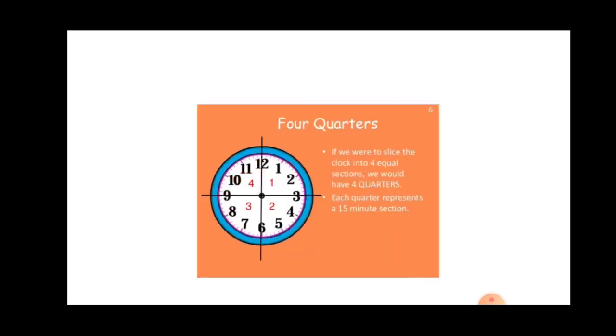If we were to slice the clock into 4 equal sections, we would have 4 quarters. As I have told you before, when we move from 12 to 6, we cover the half of the part. But if we move from 12 to 3, each quarter represents a 15-minute section.